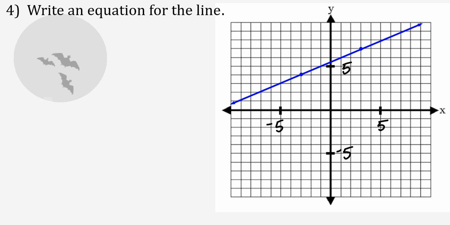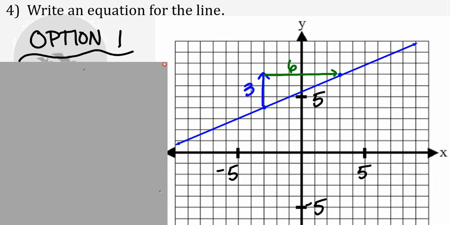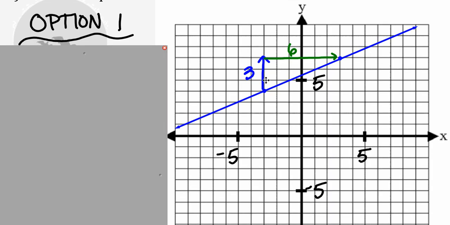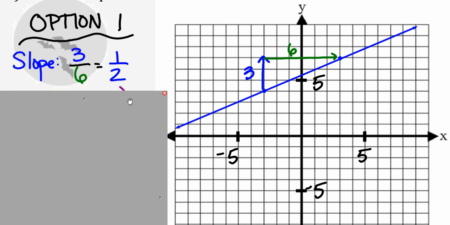So what if we gave you another graph? Could you write the equation for the line? So again, you want to look at the graph and see what information we know. We can see a point here and a point here. Using those 2 points, we should be able to calculate the slope. So by using those 2 points, my rise over run, 3 over 6, would be 1/2.